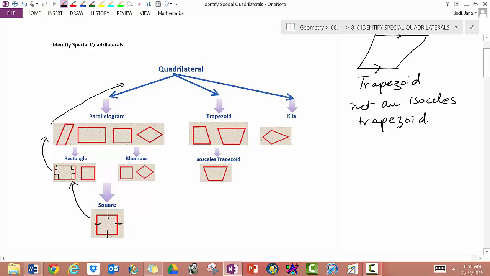So if you go up from the bottom, the square is always a rectangle, it's always a parallelogram, it is always a quadrilateral. But if I was coming down from the top, from the quadrilateral, I would say a quadrilateral can sometimes be a parallelogram, which can sometimes be a rectangle, which can sometimes be a square.